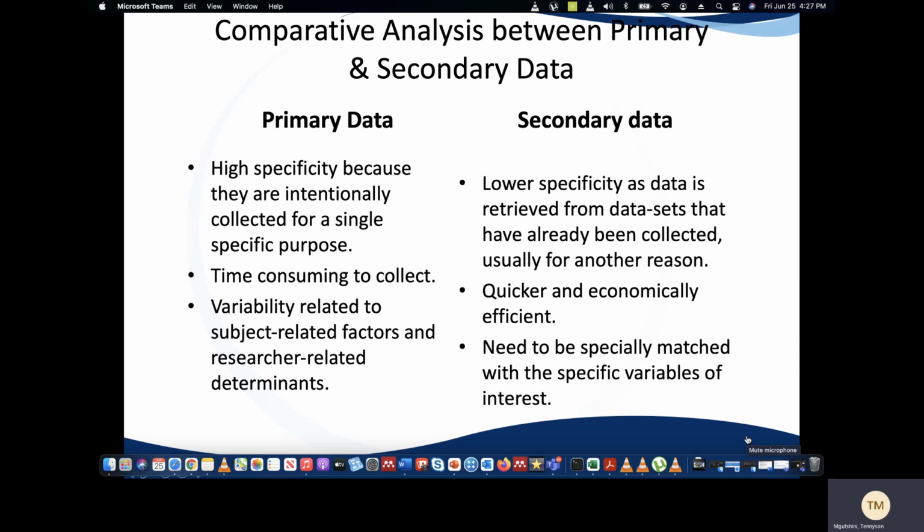Then, of course, primary data is known to have high variability. And this is to do with the fact that every subject comes with a different set of factors that describe them, and of course the researcher may change from time to time, or the researcher's perceived rapport with the person from whom they are collecting data will change from one participant to the next. So there's a lot of variability in the way that that plays out.